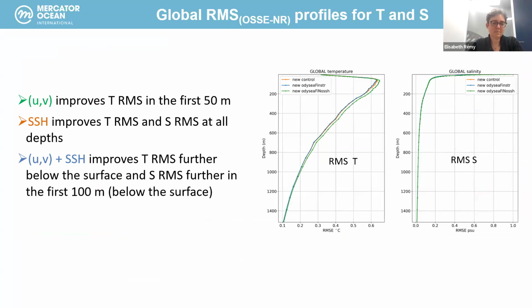And we also looked at how the performance at depth for temperature and salinity is changed. So there are slight changes and the better results are obtained where both data sets are assimilated. For salinity on global statistics, it's quite small. So those changes are fine, but they are still quite small.